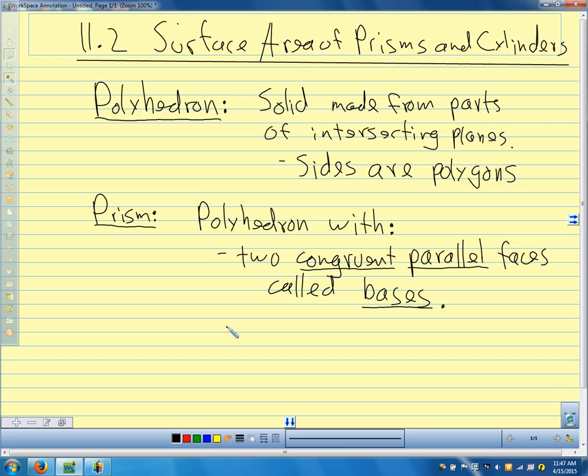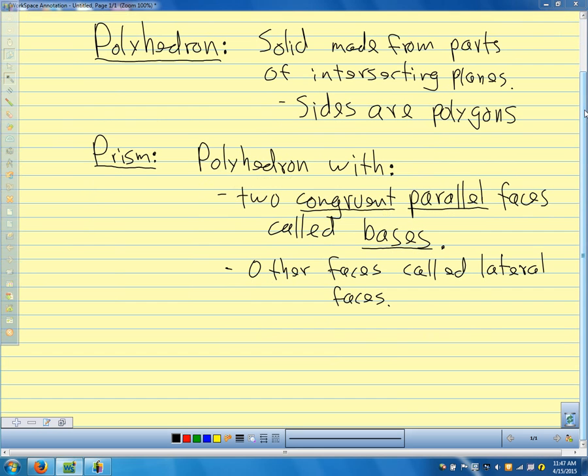And the other faces are called the lateral faces. And lateral just means side. We're going to talk a lot about the lateral faces, the lateral surface, etc. Lateral just means sides. And we name them by the shape of their base.